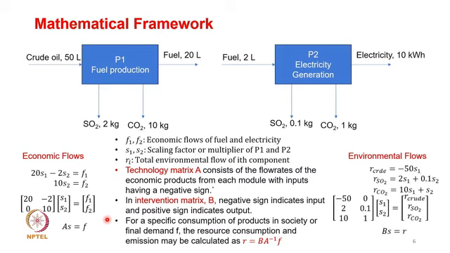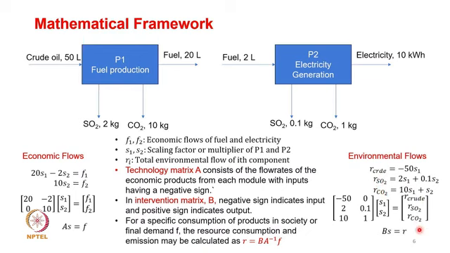Now look at the environmental flows. There is crude oil going in, which would be 50 S1, and there are two sources of emissions: 2 kilogram times S1 and 0.1 kilogram times S2 for SO2, and 10 kilogram times S1 and 1 kilogram times S2 for CO2. You may write this again in the form of equations. So this is RSO2, this is RCO2, and these would be your outputs in the environmental flow.